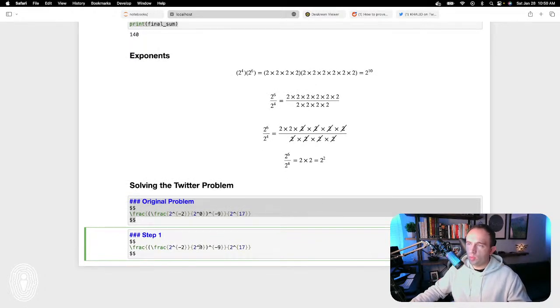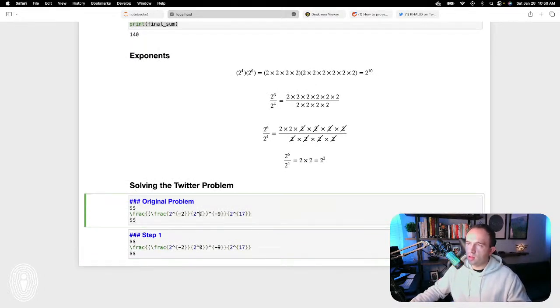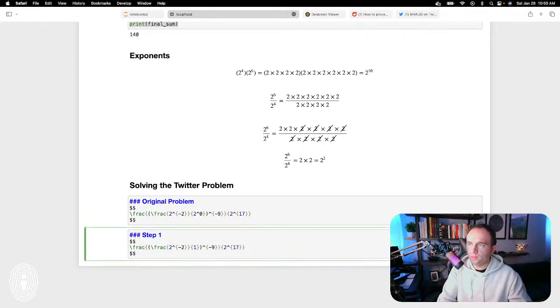Okay, so remember with step one, we represented 2 to the 0 as 1. So 2 to the 0 is now 1. Or I guess we could show this equals this, and we're just going to change this to a 1.